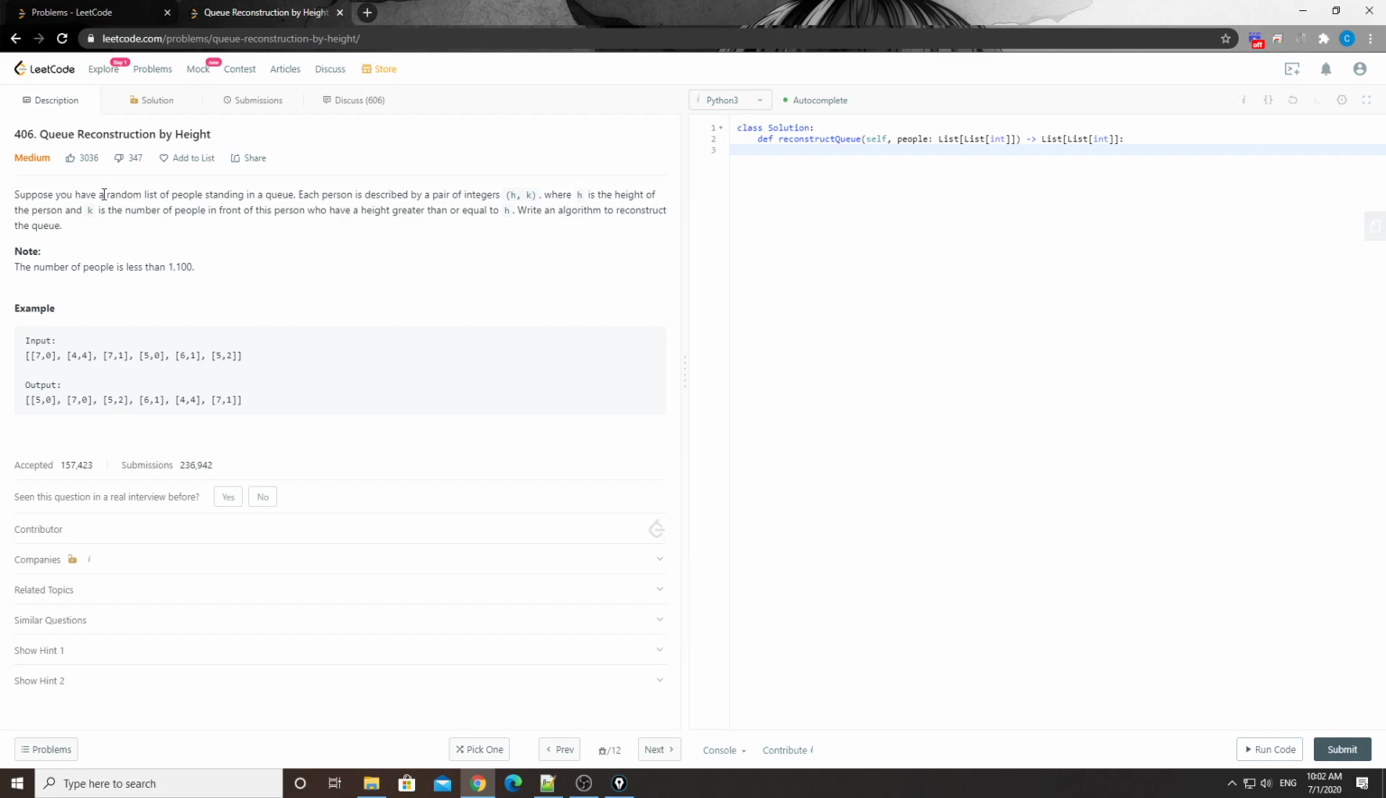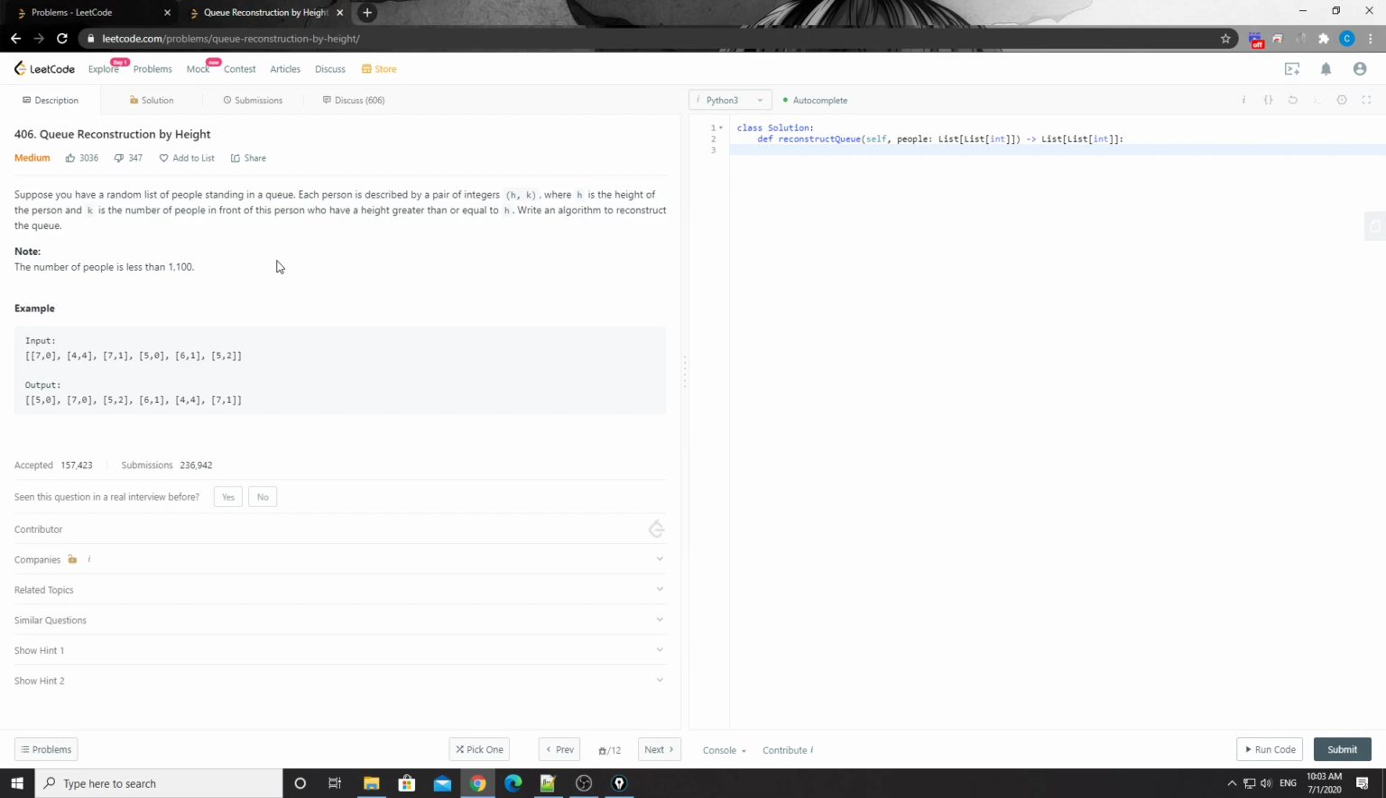You are given a random list of people standing in a queue, and each person is described by a pair of integers h and k, where h is the height of the person and k is the number of people in front of this person who have a height greater than or equal to h. Write an algorithm to reconstruct the queue.